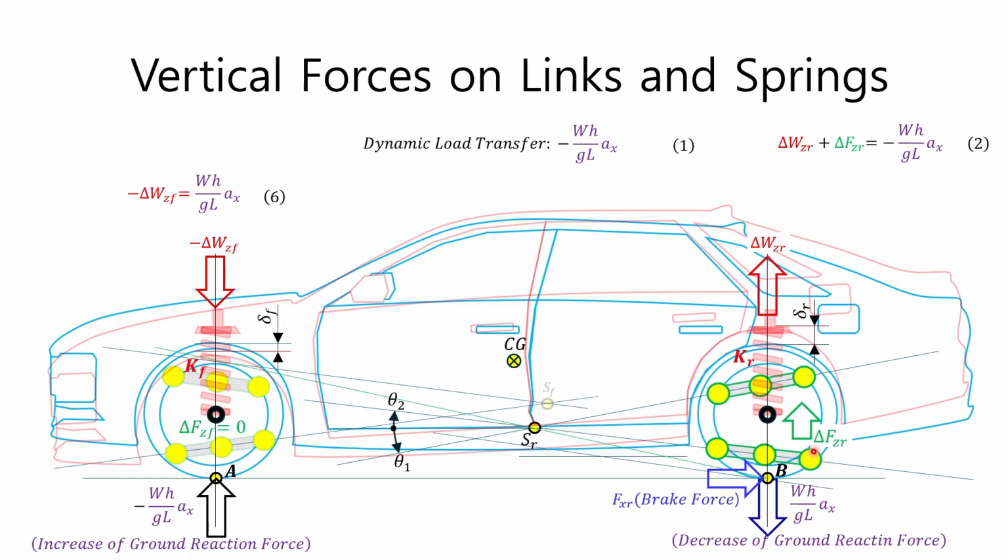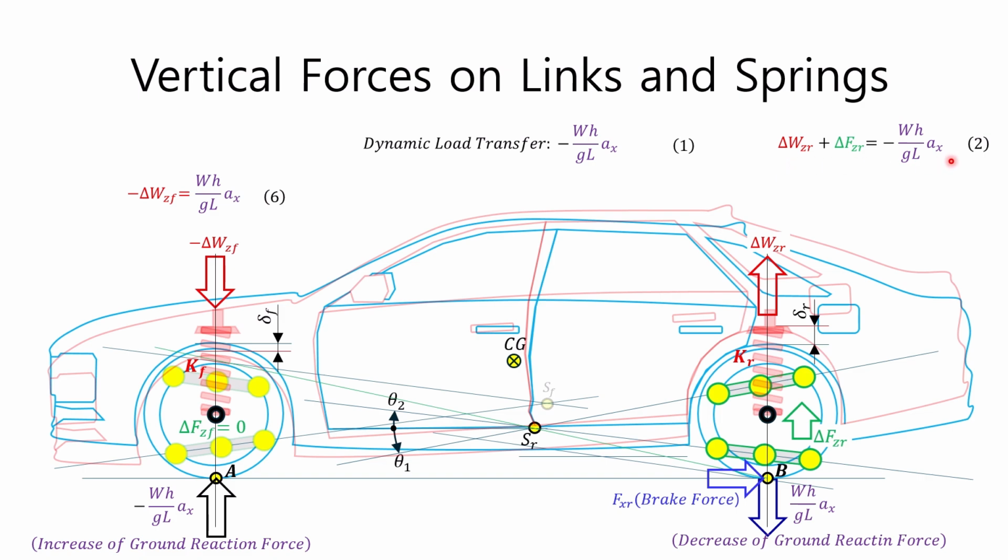The value of the vertical dynamic load transfer remains constant once the acceleration, AX, is fixed and can be expressed as equation 1. Since the springs and suspension links are the only paths through which the load is transferred, all forces are transmitted through these two paths. In the rear suspension with the braking wheel, the vertical dynamic load transfer is equal to the sum of the force on the rear suspension links, delta FZR, and the rear spring force, delta WZR. Therefore, it can be expressed as equation 2.